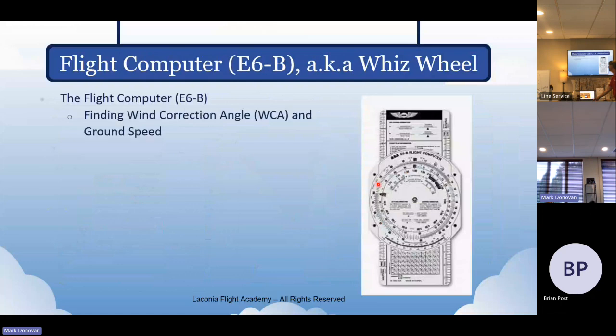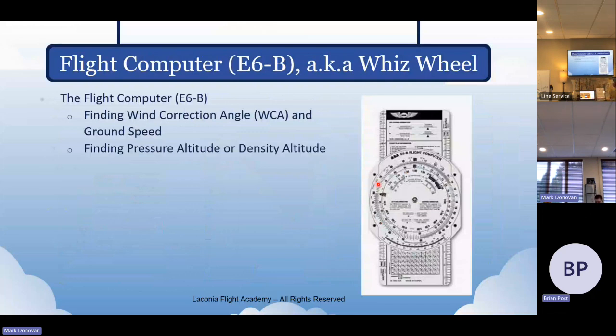That's a picture of it. And from it, we can find not only the wind correction angle, but we can also find out what our effective ground speed is. We know our true airspeed flying through the air at a certain altitude. Well, we need to know based on the wind what our actual ground speed is. And again, this side of this E6B is what we use.